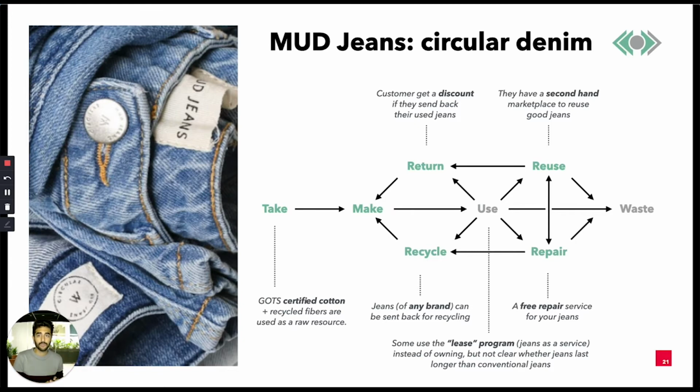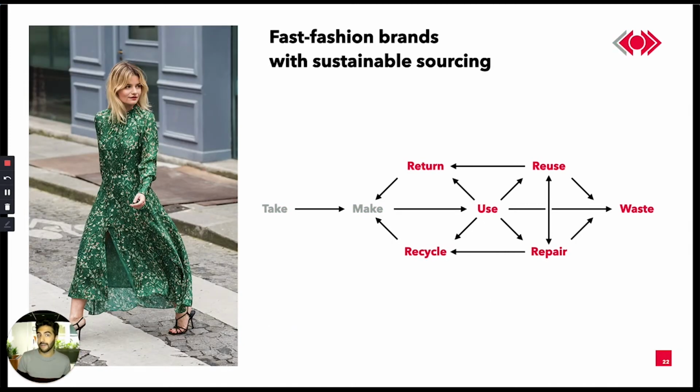Moving downstream, they have positive impact because they have a second-hand market for the reused jeans. That's the sale of their vintage jeans. And they've complemented this with free repair services for those who are renting out the jeans. So quite some positive impact downstream. Let's contrast this with a fast fashion brand, which has negative impact almost everywhere in the life cycle. And for argument's sake, let's take a fast fashion brand that's using some sustainable sourcing.